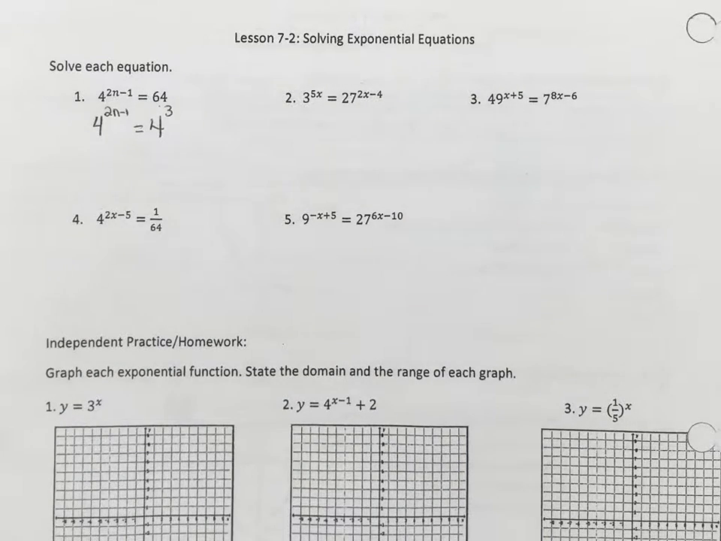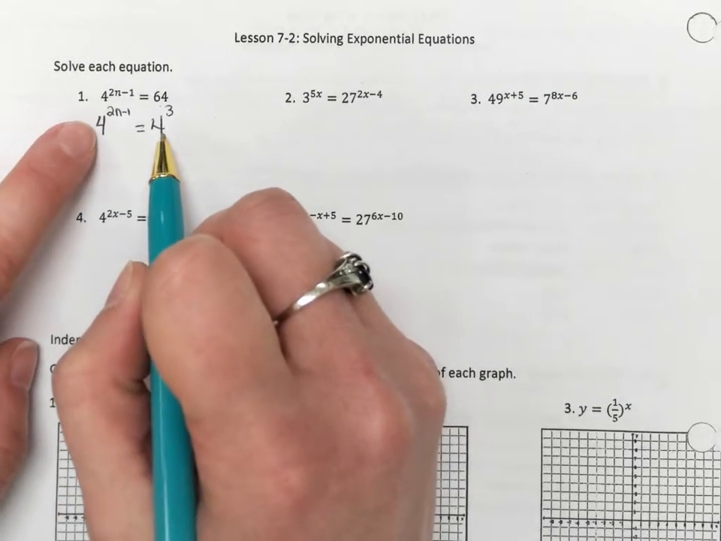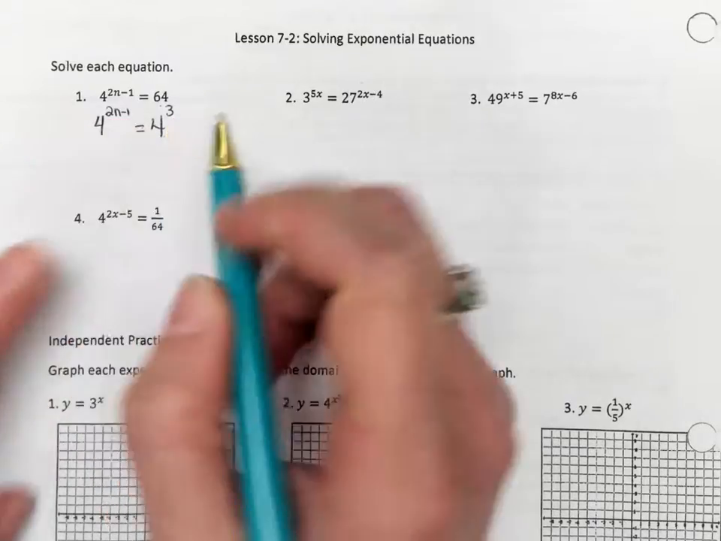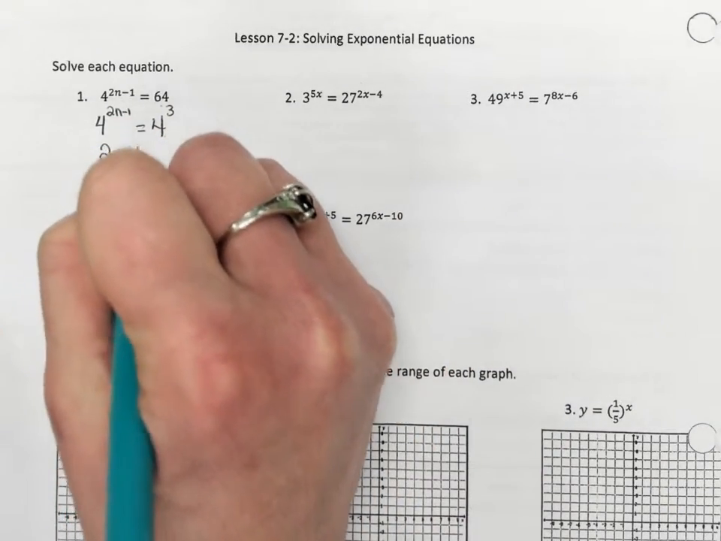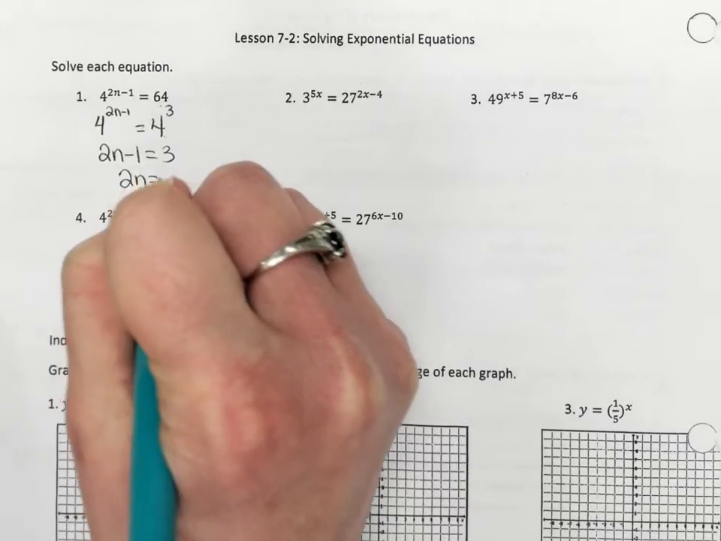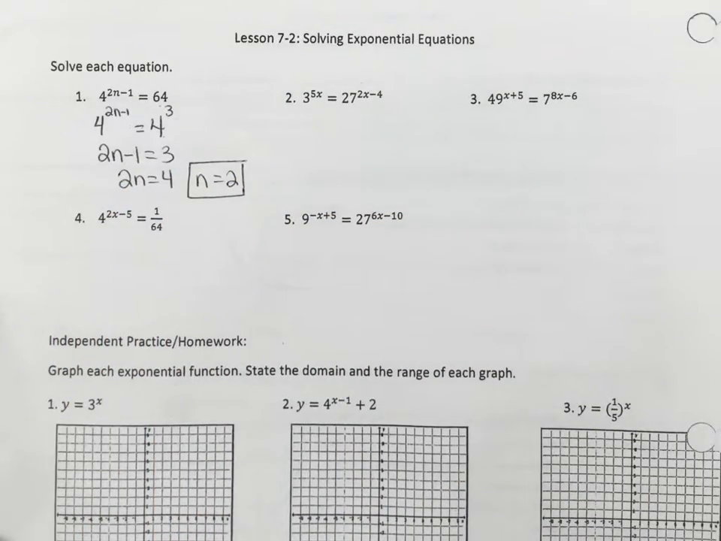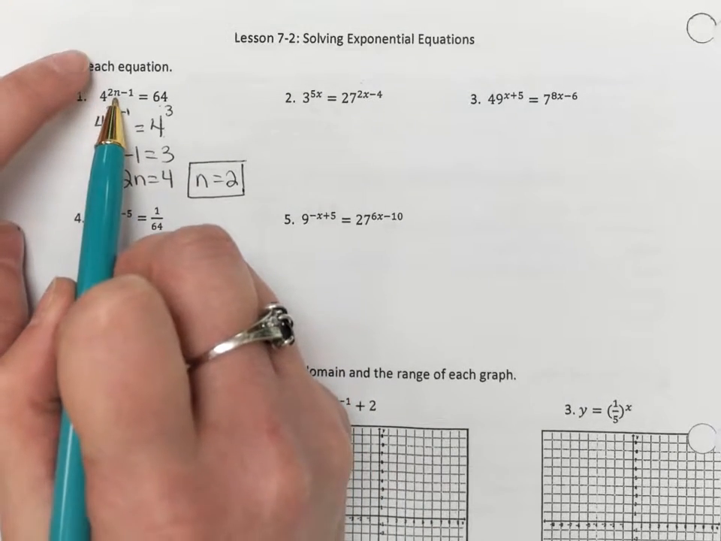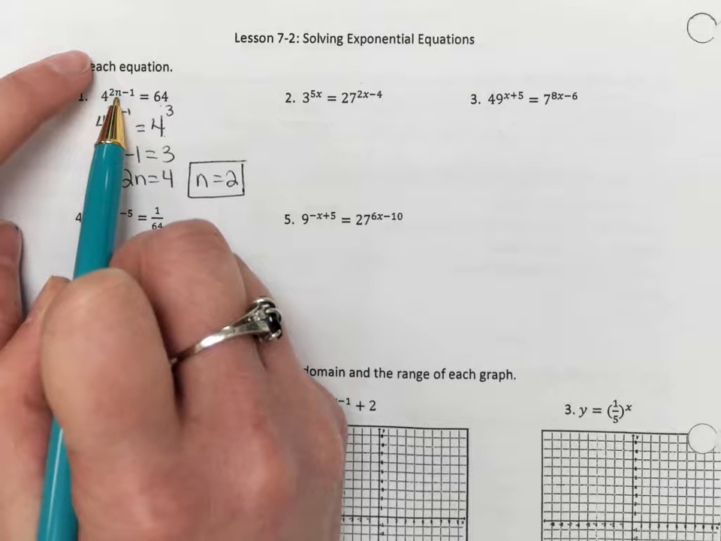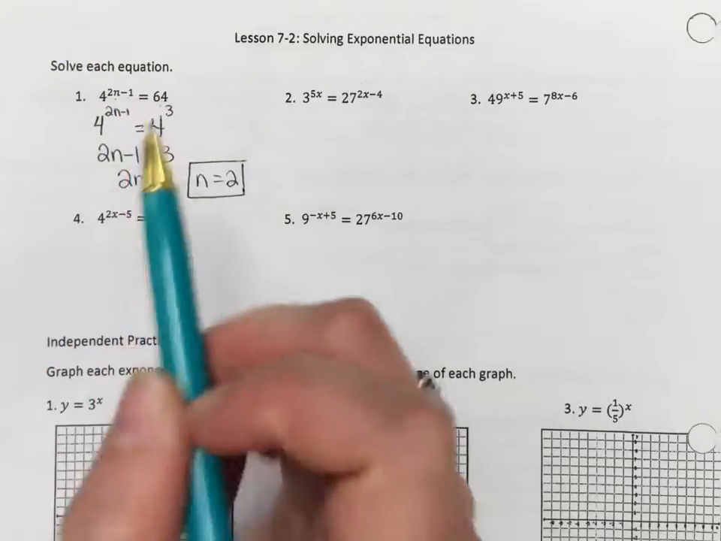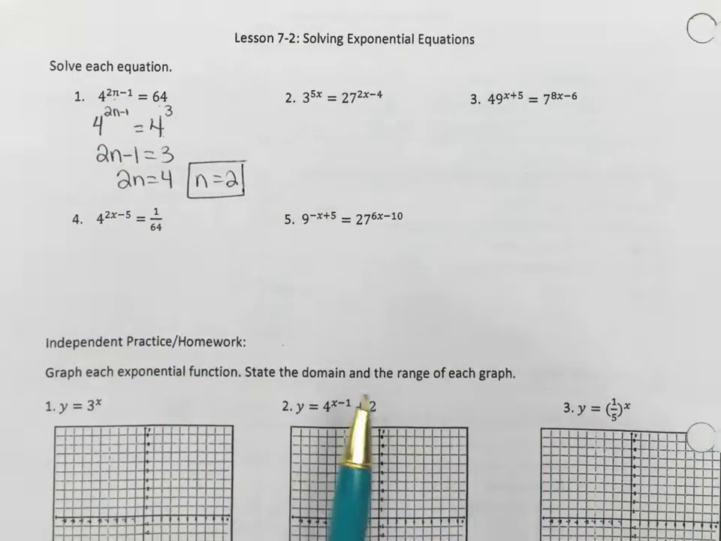Now and only now that they have the exact same base, what can I do to their exponents? You can set them equal. Very good. Then you can add and subtract. Add the 1, and you get 2n equals 4. Divide, and n is 2. So let's plug in that n right here. 2 times n is 2 times 2, which is 4. And then minus 1 is 3. And what's 4 to the third? 64. Are y'all okay?